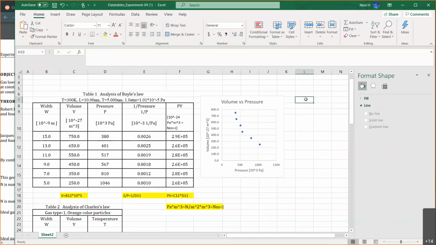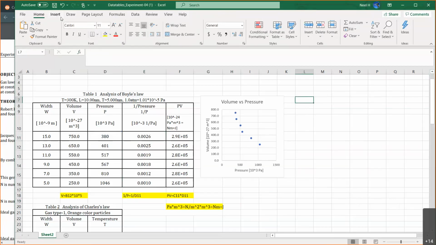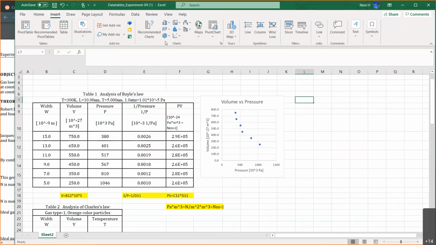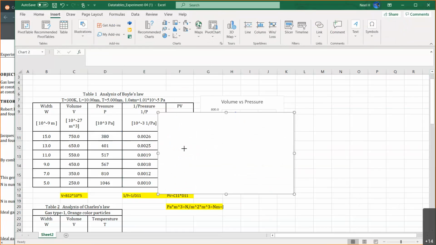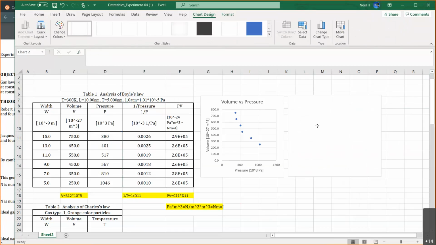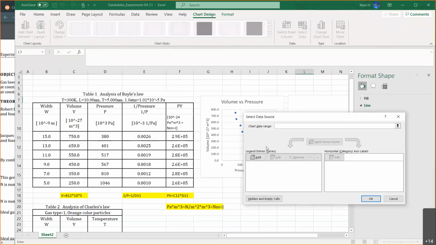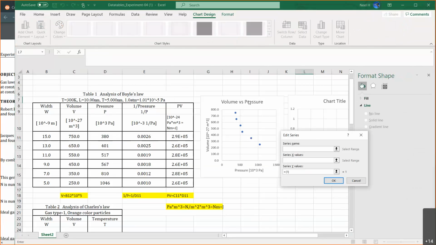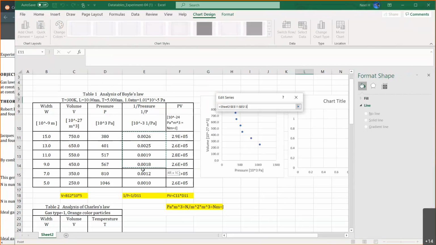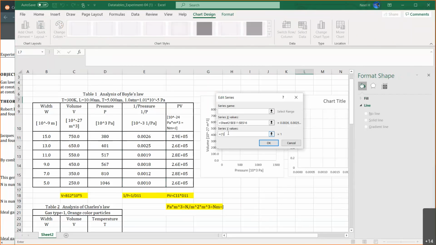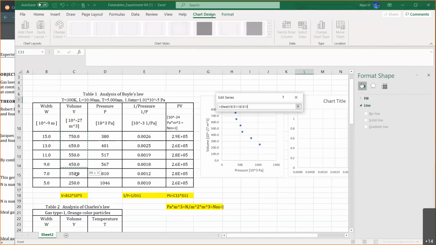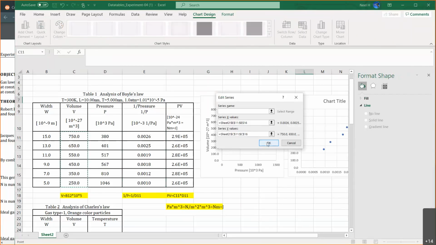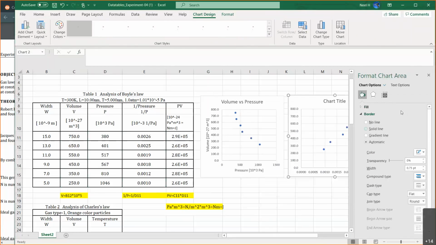Let's make another graph to see how the behavior looks. Insert, chart, scatter plot. Now I'm interested to see the graph of volume versus 1 over pressure. Double click, select data, and now for x-axis we're going to use 1 over pressure, y-axis we're going to use volume itself. C11 through C16. Now if all correctly done, then I should get a linear behavior. Okay, that's what we expected.